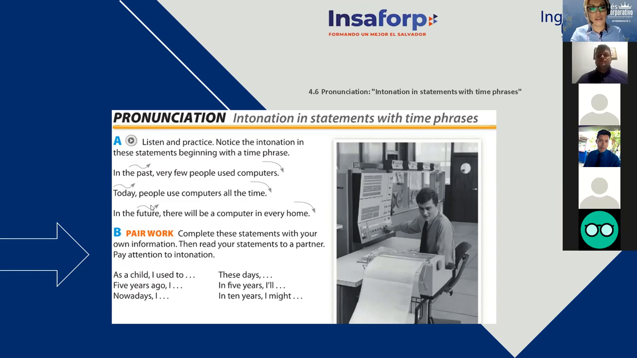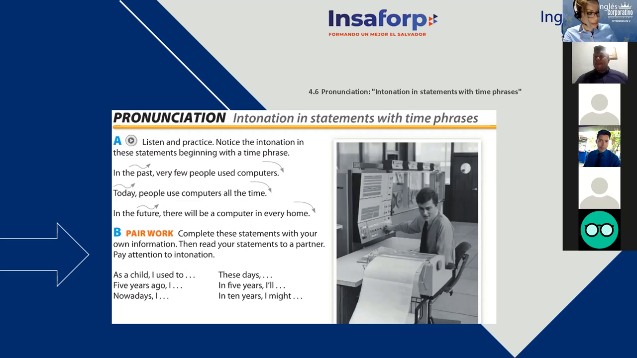So the intonation tends to be rising, right? In the past, right? In the past, very few people use computers. So as you see, the focus is here in the time phrase. Today, there sounds like stress, right? In the future, yeah?